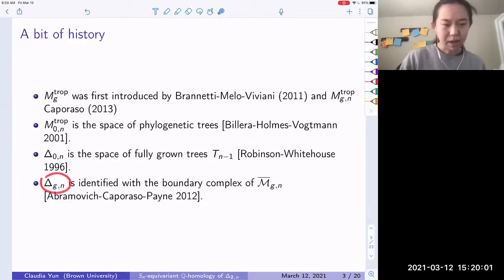that a lot of information we study here in the tropical space can be transferred to become knowledge of the algebraic moduli space MGN. And in particular, this identification identifies the rational homology of delta GN with the top weight cohomology of MGN. And this identification is furthermore Sn equivariant, which means it respects the action of permuting markings. And so I guess that's one reason why we really want to study this tropical space here.